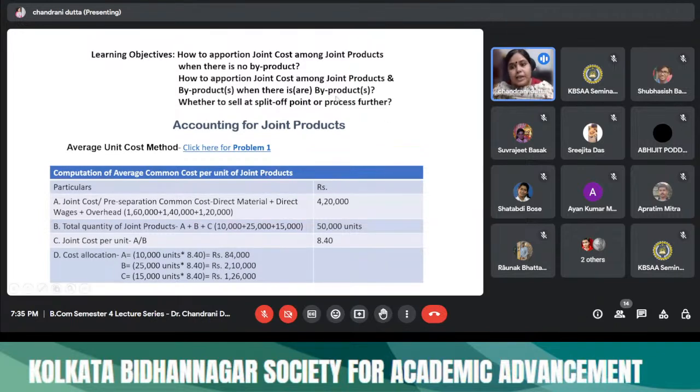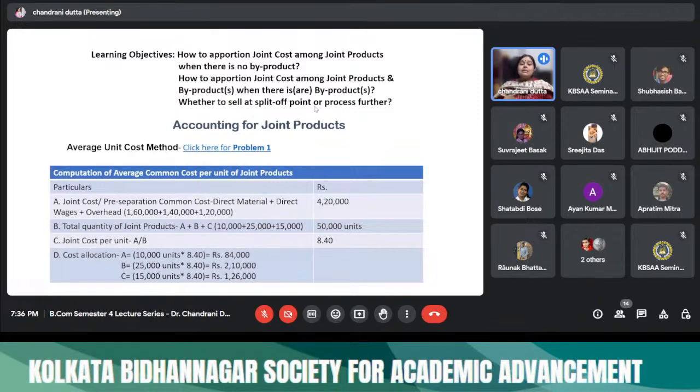And the third objective which we are going to learn in this chapter is that sometimes a decision has to be taken at the split off point. When someone reaches the split off point, a decision has to be made: whether I will sell the product at the split off point itself or sell it after further processing. Okay, so that decision, that choice is with the organization.